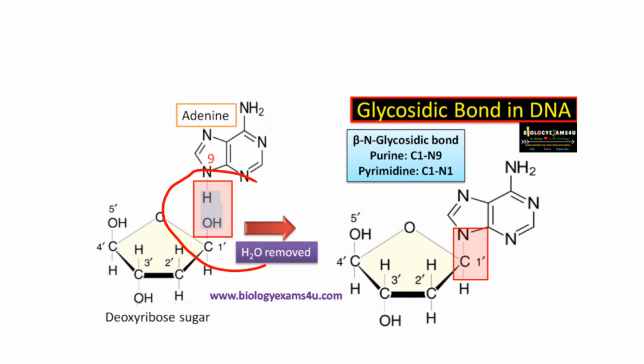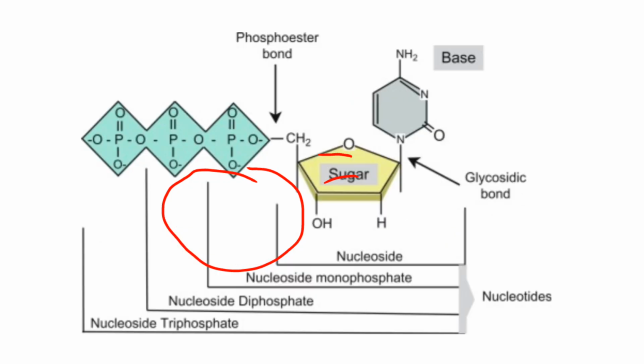The bond between the nitrogenous base and the pentose sugar is called the glycosidic bond. The bond between a purine nitrogenous base and the pentose sugar is N9 to C1, which means the ninth nitrogen and carbon 1 of the pentose sugar, while that of pyrimidine is between the first nitrogen and carbon 1 of the pentose sugar. Take note of this glycosidic bond between the nitrogenous base and pentose sugar.